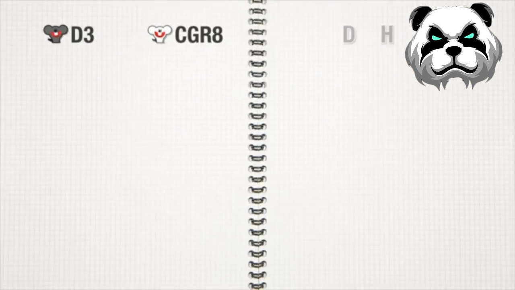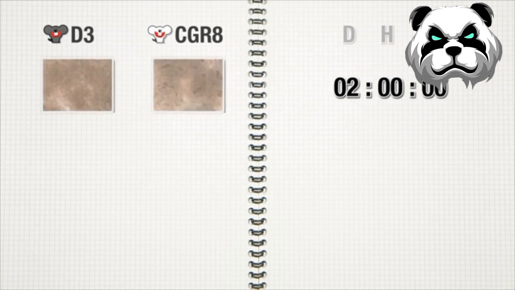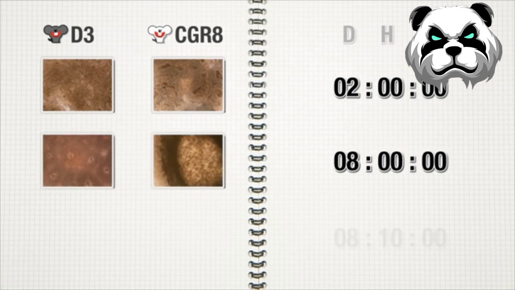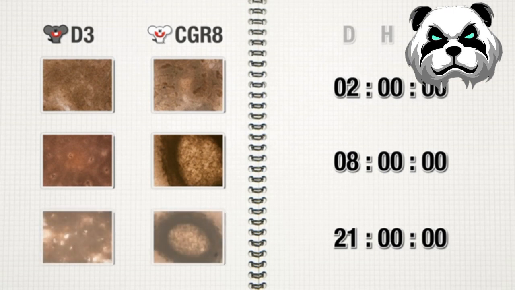While they were growing, photos of their external appearance were taken. After 2 days, the cells in both D3 and CGR8 tissues were evenly distributed, but already 2 different patterns could be distinguished. After 8 days, the patterns of the 2 tissues changed. On the D3 tissue, surface circles could be noticed, while a dark brown substance was present on the CGR8 tissues. After the first week, the pattern remained constant.